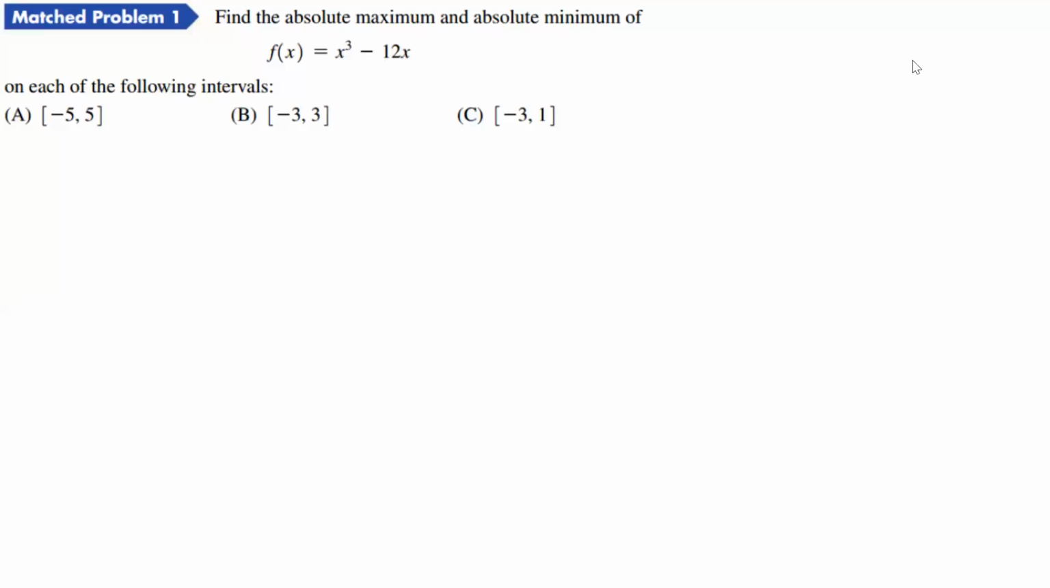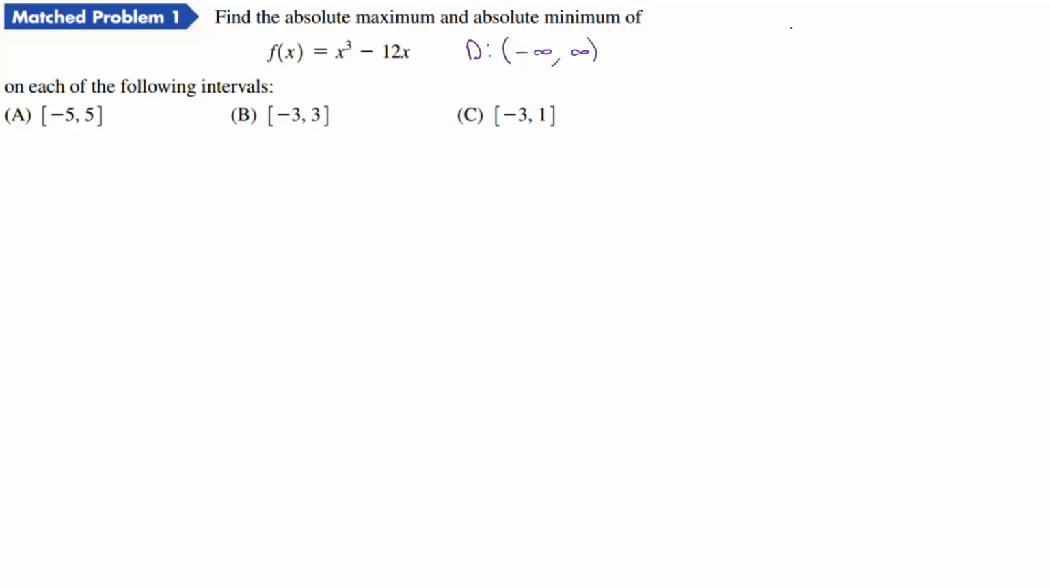All right, so on this one, we're supposed to find the absolute maximum and absolute minimum of f of x equals x cubed minus 12x on each of the different intervals. And so we're going to have an interval here, an interval here, and an interval here. So maybe first things first, let's think about the domain. The domain is going to be what? Well, the domain here is going to be all numbers. So we can go from negative infinity to positive infinity, plug it in there, and we have no problem. So the domain is all values of x.